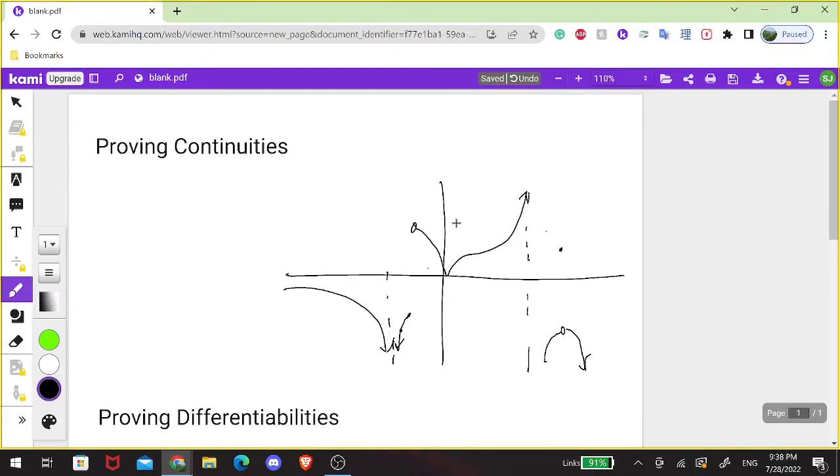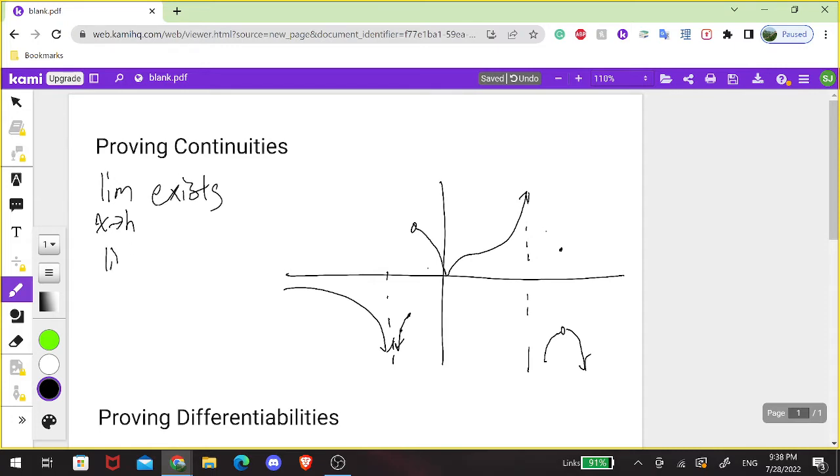Hi everyone, in this video we'll be talking about proving continuities and differentiabilities. To prove that a function at a certain point is continuous, we have to satisfy three things. First thing is that the limit as x approaches h, h being the point that you're trying to prove is continuous or not, exists.